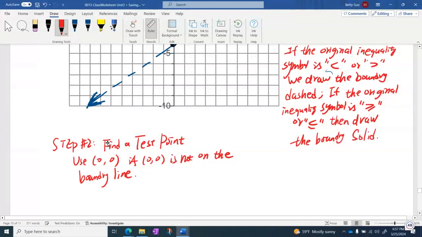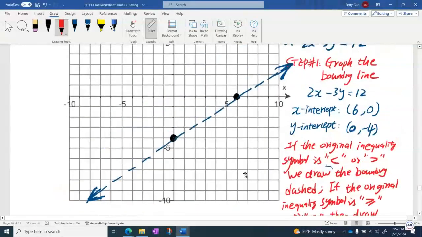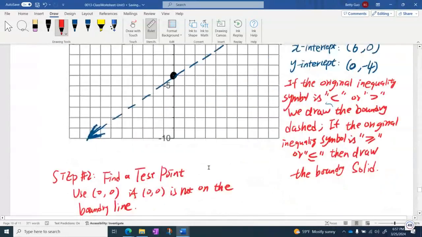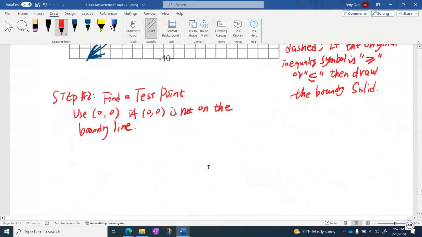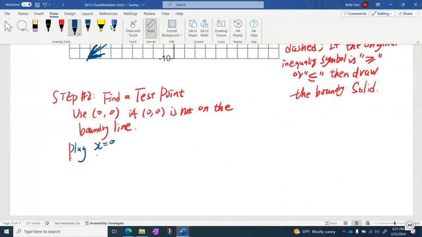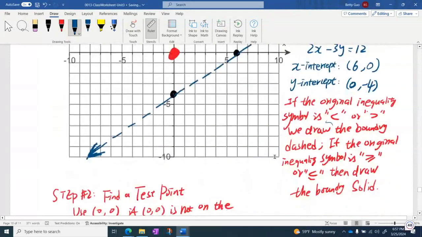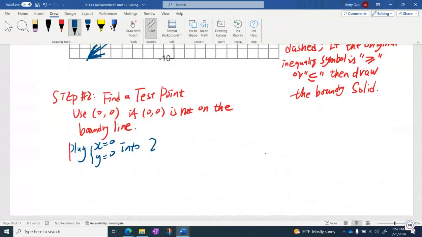Let me show you how. So we are going to use 0, 0. Where is 0, 0? This is 0, 0. We are going to see if 0, 0 satisfies the inequality. Plugging in x equals 0, y equals 0 into the inequality. The inequality is 2x minus 3y less than 12. 2x minus 3y is less than 12.